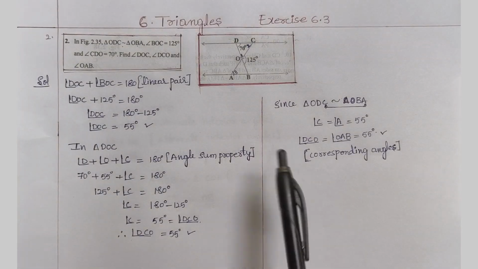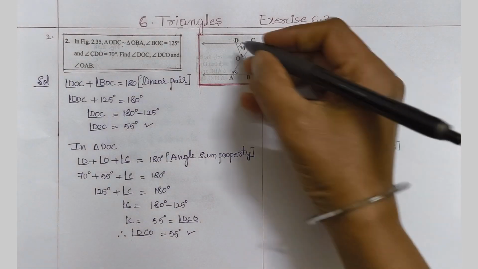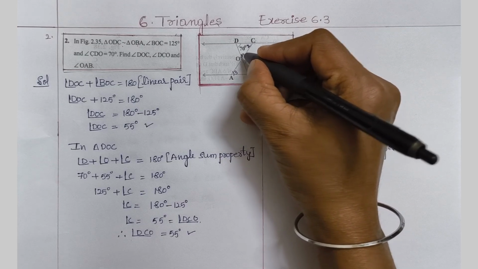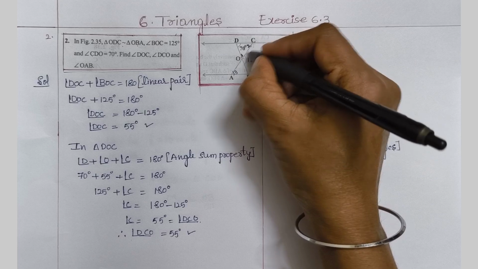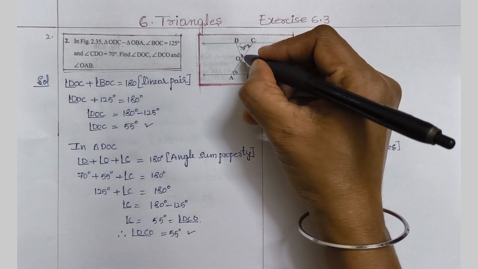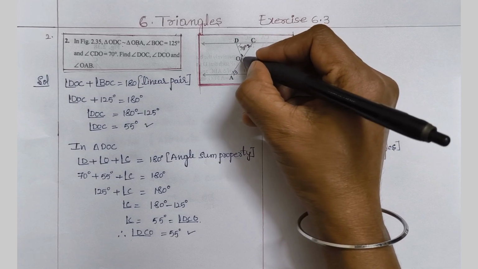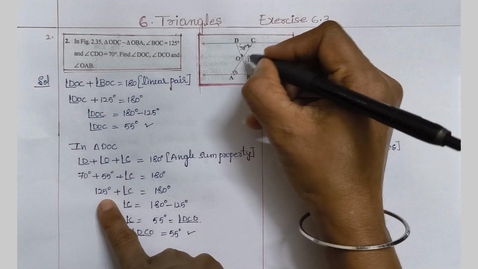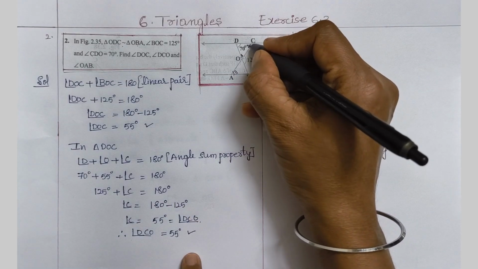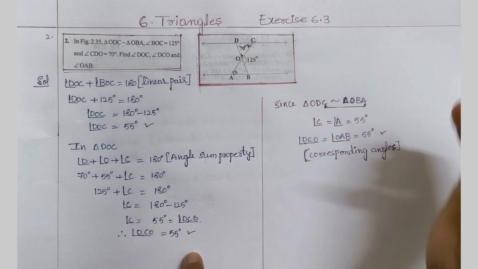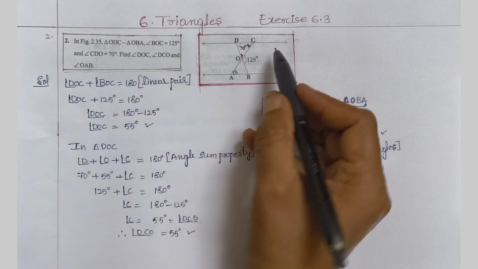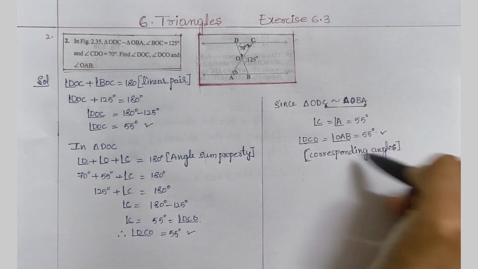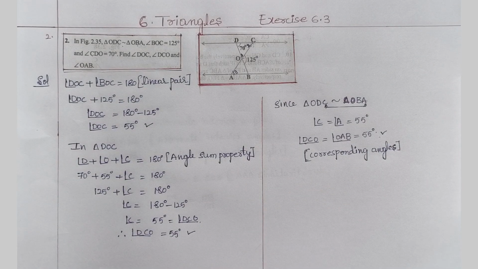Are you clear? See here once again. To find the first answer, you use linear pair. Linear pair means this is 55 degrees. Next, we use angle sum property: 70 plus 55 gives 125, and 180 minus 125 gives 55 degrees for this angle. Next, these two triangles are similar triangles. C is similar to A, so C is 55 degrees means A is also 55 degrees, because corresponding angles are equal. This is the first answer.